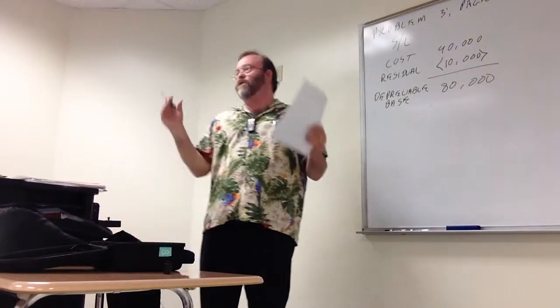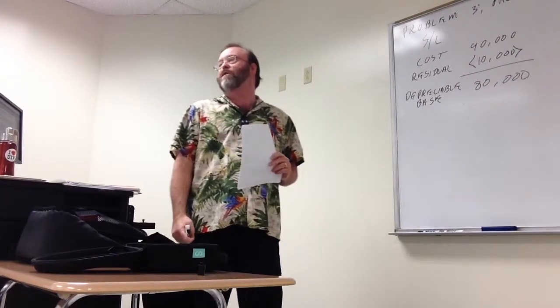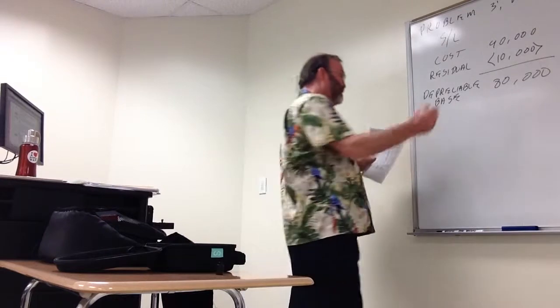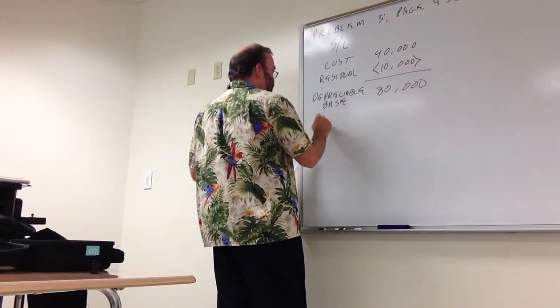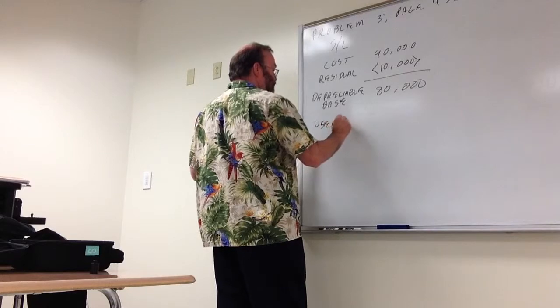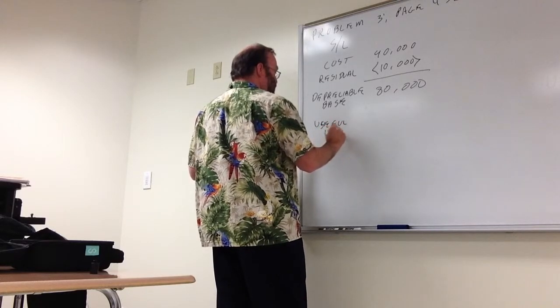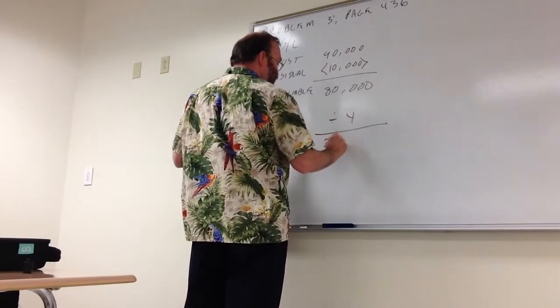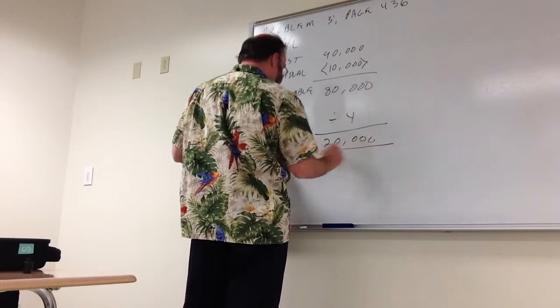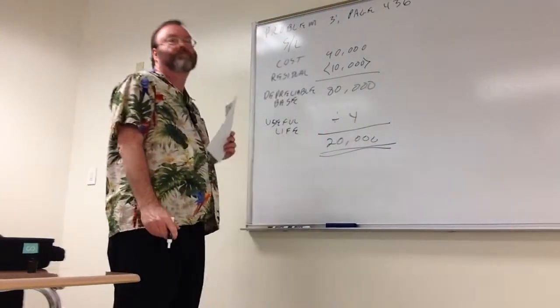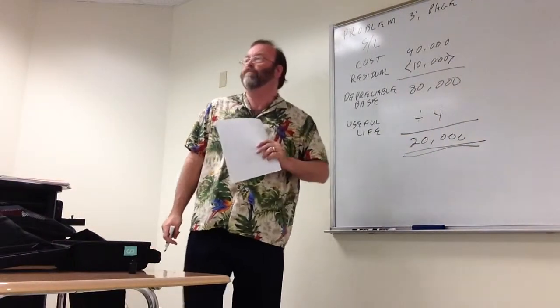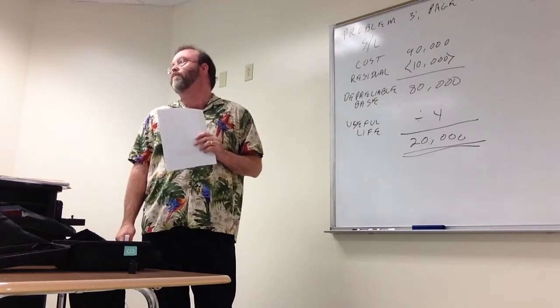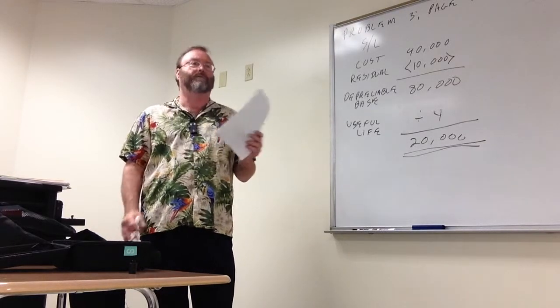All right? The original cost minus what you can get as salvage value, what you can sell it for after you're done using it, gives you the depreciable base. Dividing that by the useful life, in this case 4 years, gives you $20,000 in depreciation. Straight line. Very simple, straightforward.